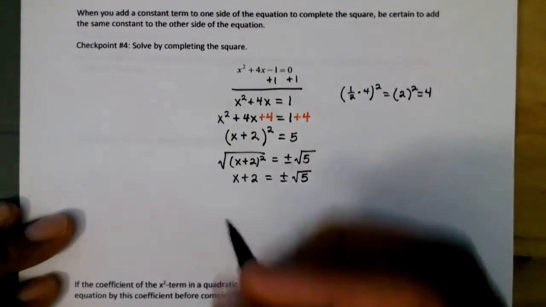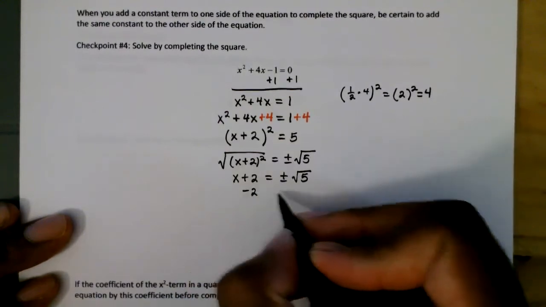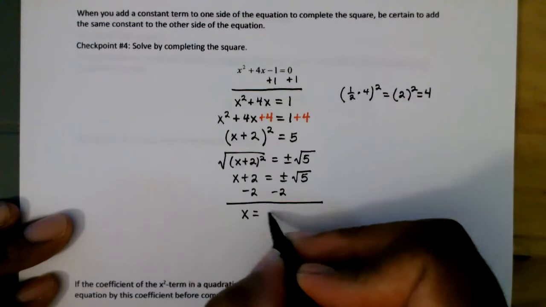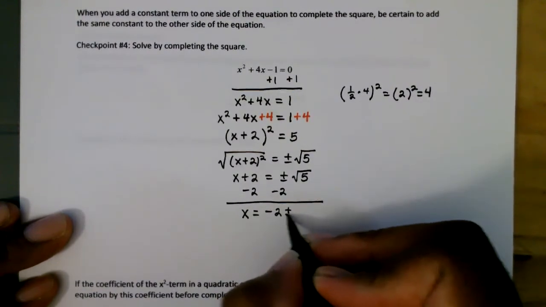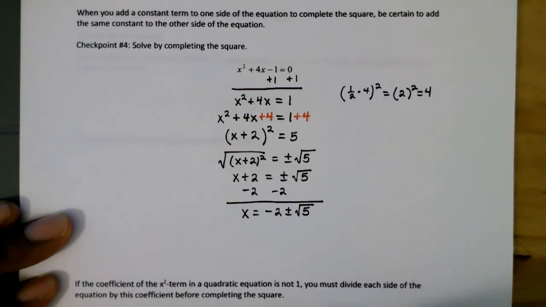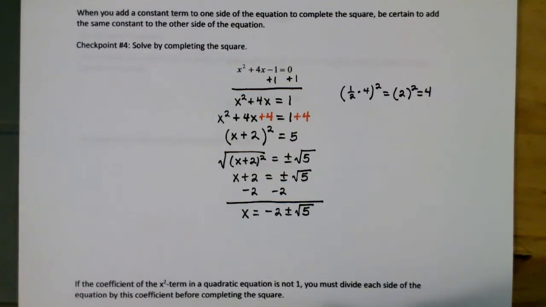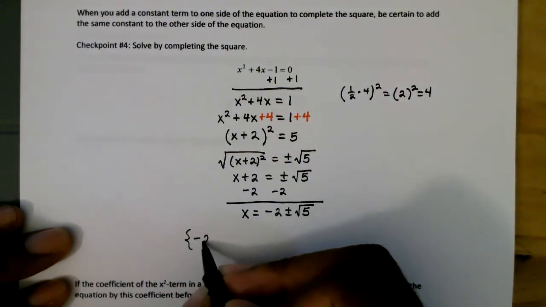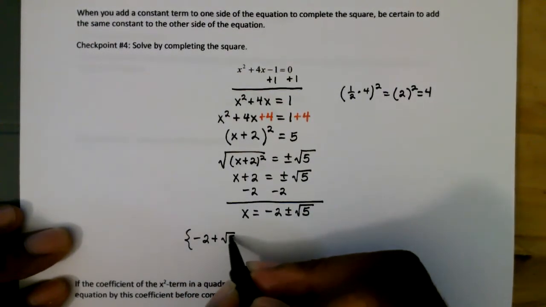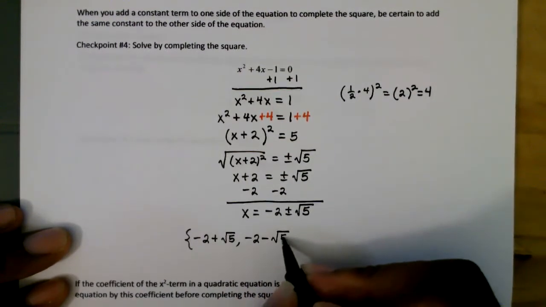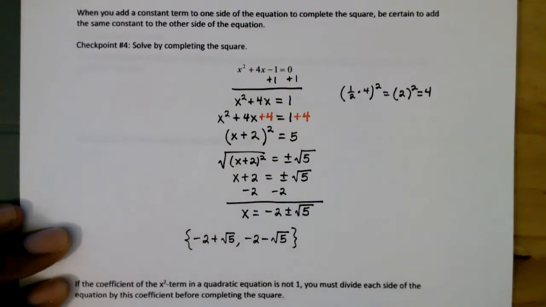And to solve for x, I need to subtract 2 on both sides. So that means x is equal to -2 plus or minus the square root of 5. And of course, you'll have to enter this as 2 separate answers, by the way. That's going to be -2 plus the square root of 5, -2 minus the square root of 5.